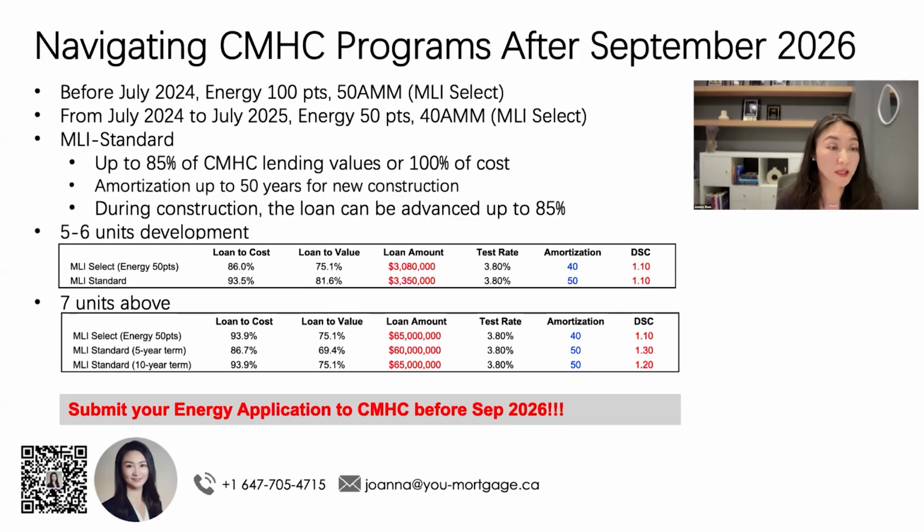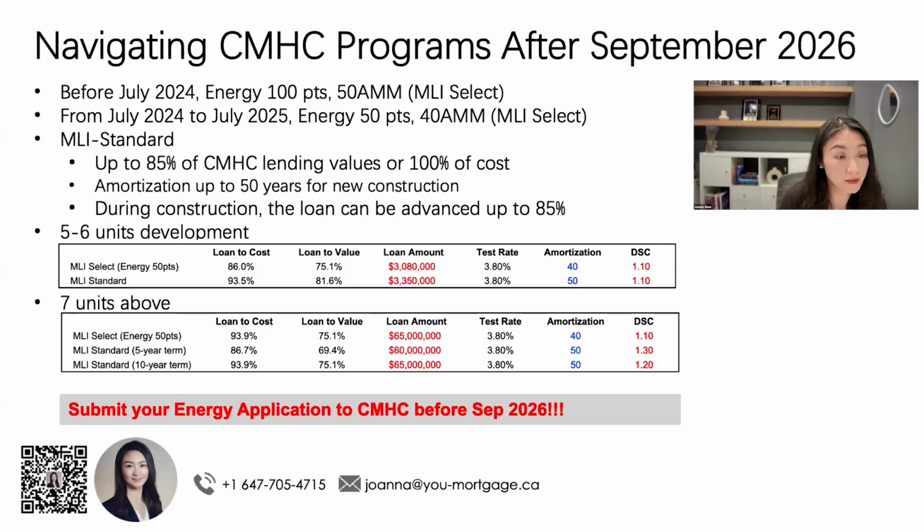So I want to show you how the loan amount will be different under different programs. Let's say we are just doing a 5 to 6 unit development. MLI standard will still offer a debt servicing ratio of 1.1, but they can offer 50 years amortization for new construction. So for this type of project, using MLI Select, you are achieving a little bit higher loan amount.